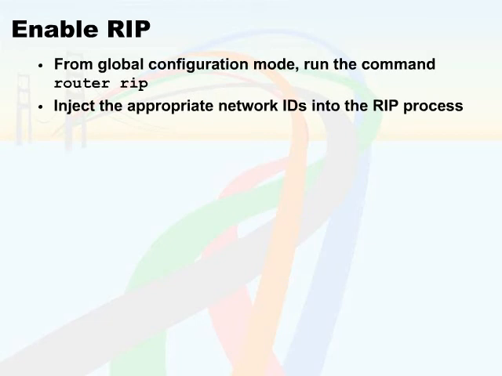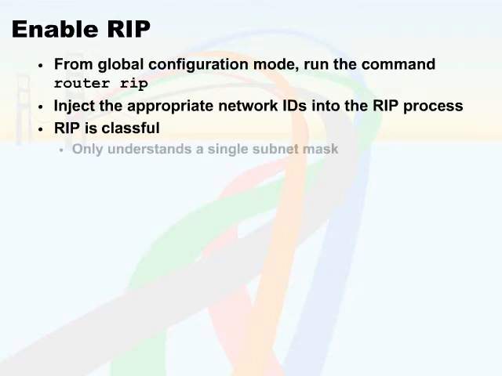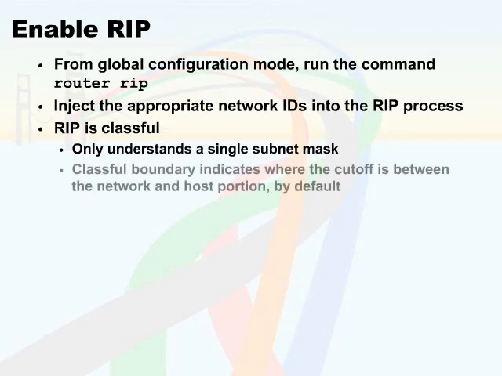into the RIP process. Now, it's very important to remember that RIP is classful. It does not understand subnetting. It only understands a single subnet mask. It doesn't care about anything beyond the classful boundary. Now, we know about IP addresses already that have a classful boundary.